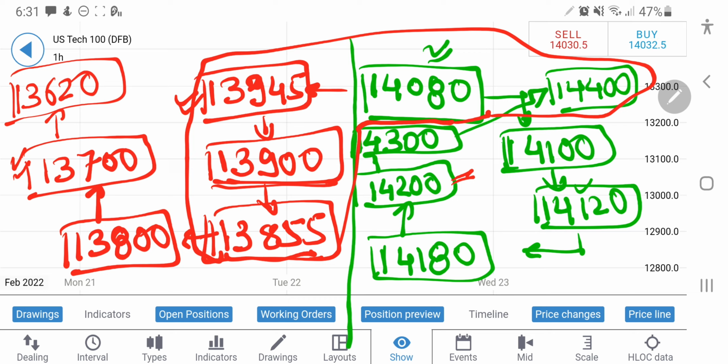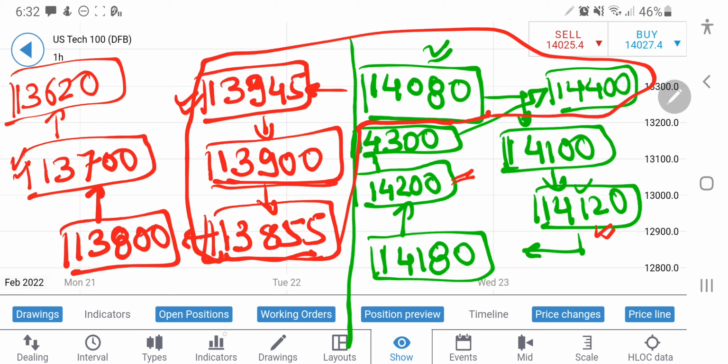So if you see it breaking below 13,945, take a short entry. If at all it breaks below this level, definitely below that we can remain bearish. And on the upside, if 14,080 breaks, and 14,120 specifically breaks, yes, you can remain long. It is going to rise strongly on the upside. So this is all for US 100.